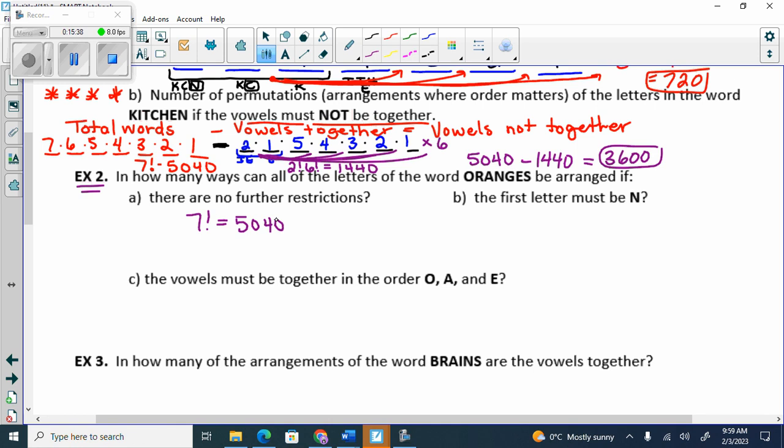Then the next one. The first letter must be an N. Can you please go back and double check that you're putting dots for multiplication and that you don't just have really large numbers sitting on your page? If you're missing dots, go back, put them in, okay? So the first letter must be an N. We have one option, we hold that there. Then how many do I have for this one? 6, then 5, 4, 3, 2, 1, which is 6 factorial, which is 720.